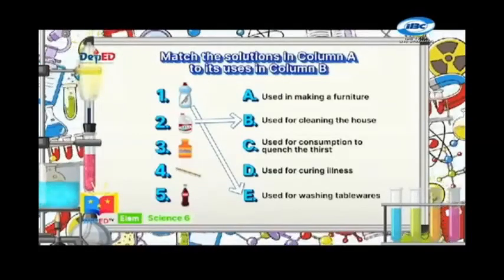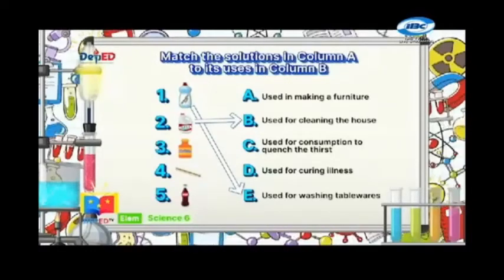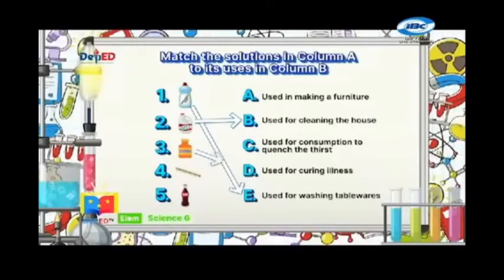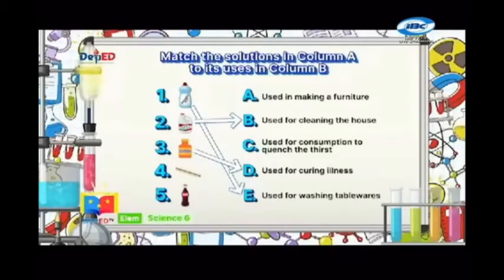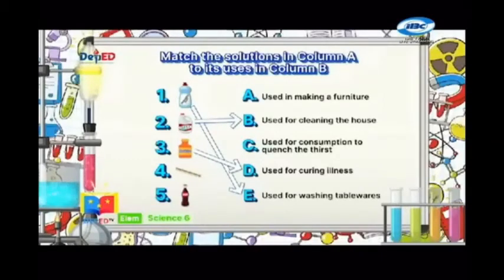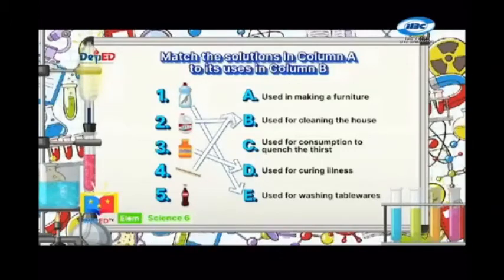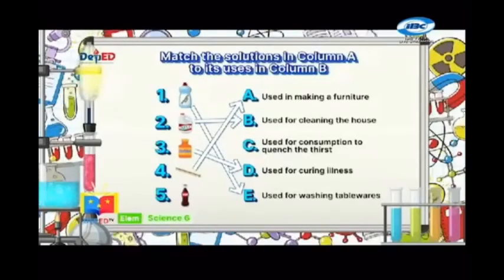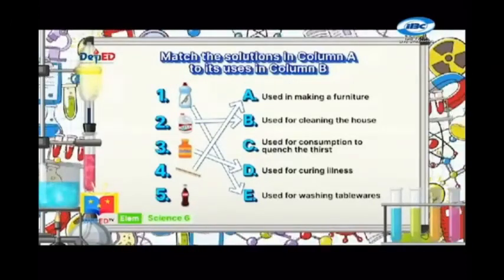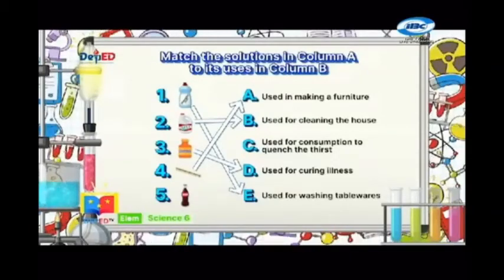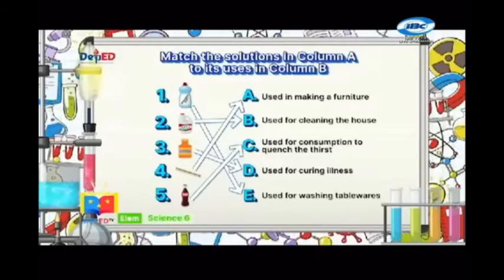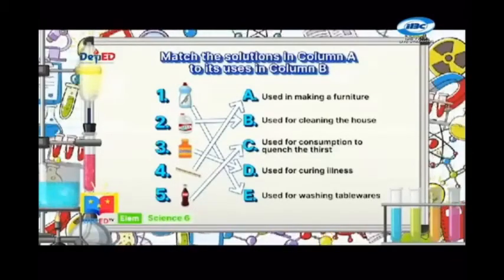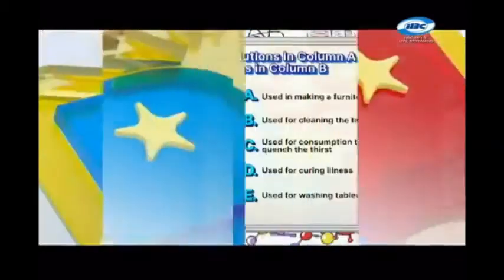Number 3. What is the use of medicine syrup? The correct answer is D. It is used for curing illnesses. Number 4. What is the use of brass? The correct answer is A. Used in making furniture. And number 5. What is the use of soft drinks? The correct answer is C. It is used for consumption to quench thirst.